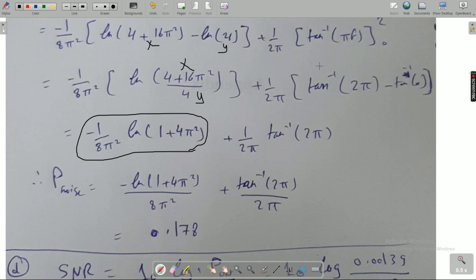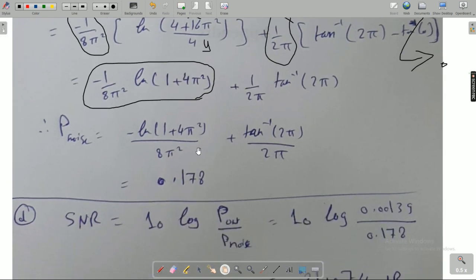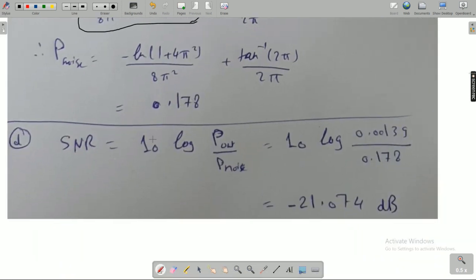However, the second term is what? It's tan inverse 2 pi minus tan inverse 0. Tan inverse 0 equals 0, and tan inverse 2 pi has a value. We mustn't forget the constant that we have taken as common factor outside the bounds of the integral. We take them into consideration in our calculation, add these two terms, and then we will get the power of the noise at the output caused by the noise at the input.